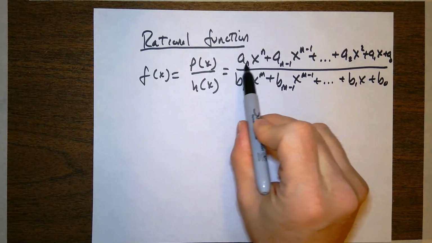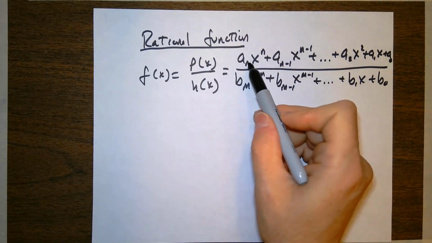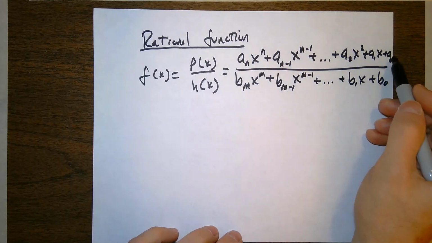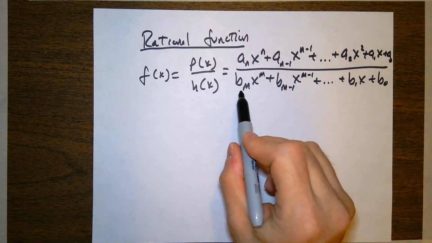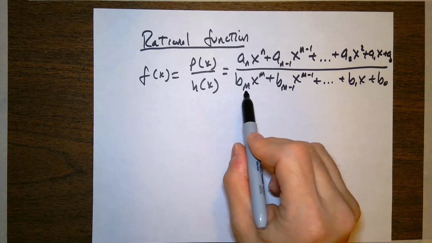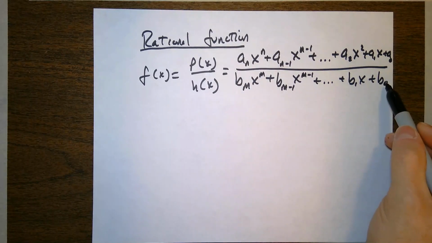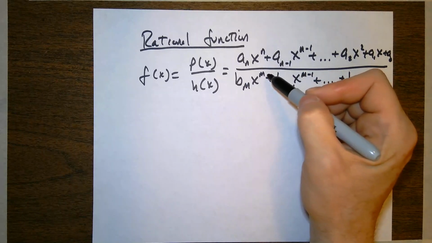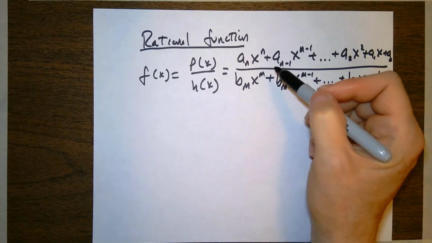So the a's are the coefficients, a sub n minus 1 all the way down to a sub 0. A sub n is the lead coefficient of the polynomial in the numerator. A sub 0 is the constant of the polynomial in the numerator. B sub m is the lead coefficient of the polynomial in the denominator, and b sub 0 is the constant of the polynomial in the denominator. The n is the degree of the numerator, and the m is the degree of the denominator. These become very important later when we talk about the asymptotes.